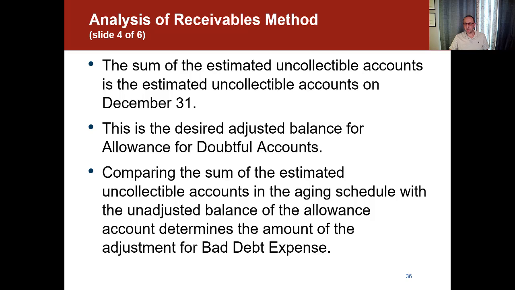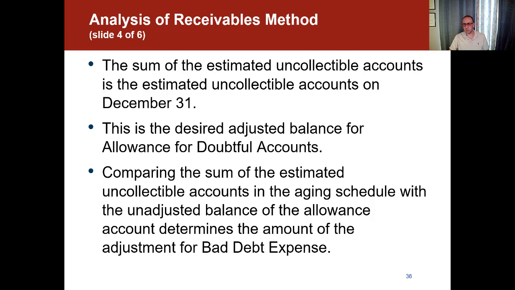So the sum of the estimated uncollectible accounts is the estimated uncollectible accounts on December 31st. This is the desired adjusted balance for allowance for doubtful accounts. And I think this is a major difference compared to the percentage of sales method or credit sales method, because here we are looking for the desired adjusted balance, not the adjusted amount or the adjusting amount.